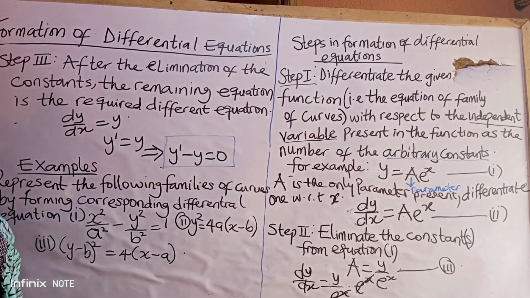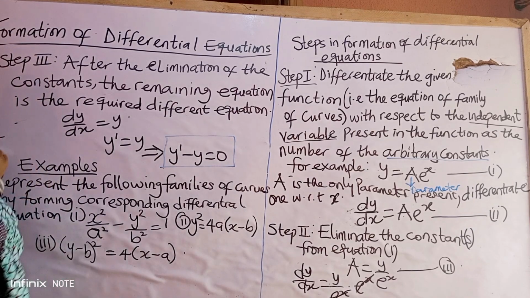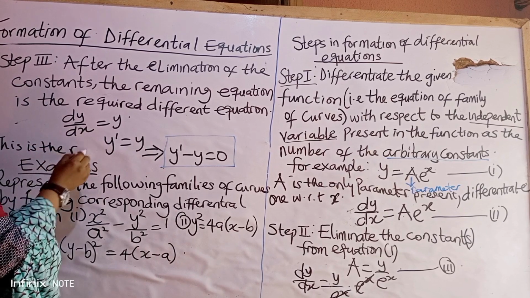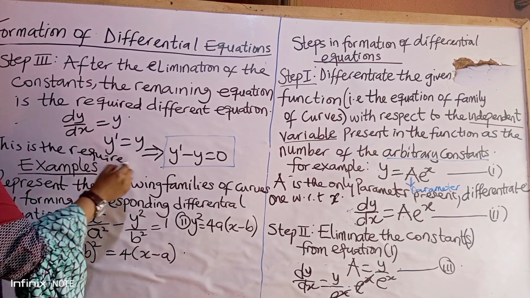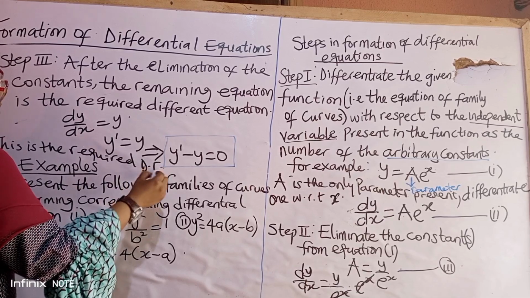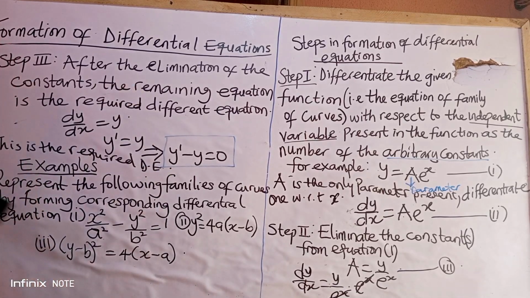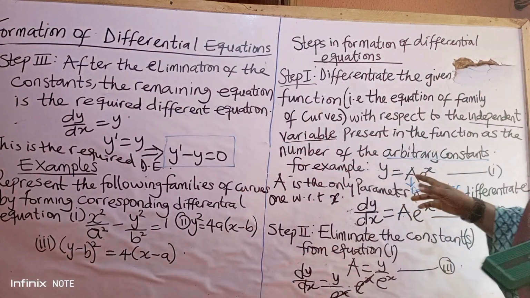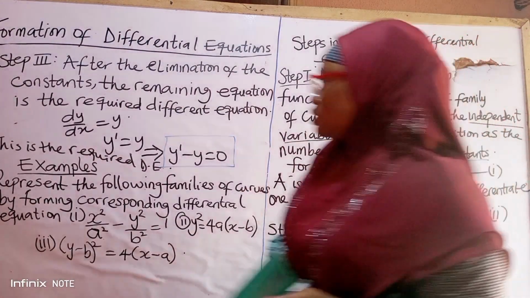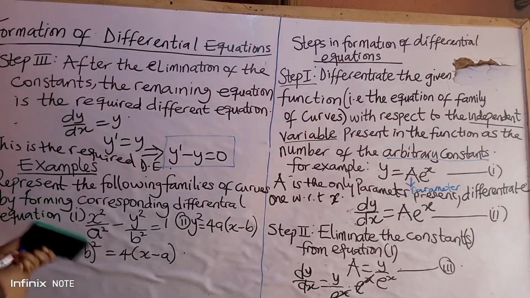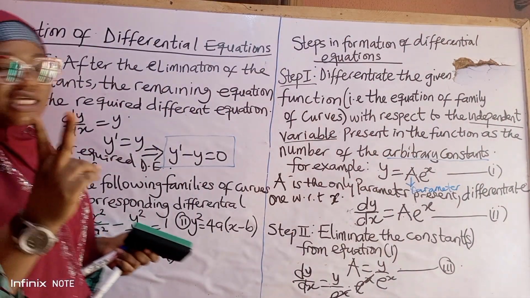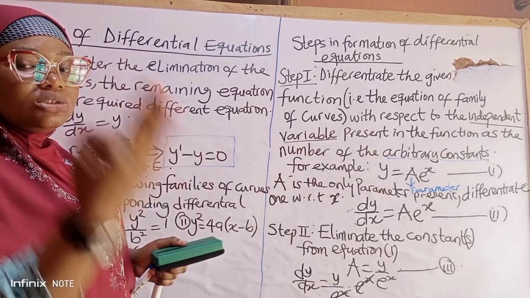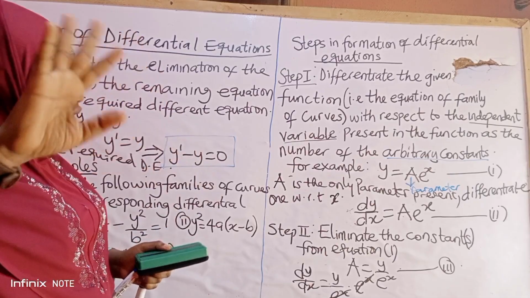So this is the required differential equation. You have to note how many constants you have. If you have one constant, it is going to be differentiated once. If you have two constants, you are going to differentiate it twice. If you have three constants, you are going to differentiate it three times, and so on and so forth.